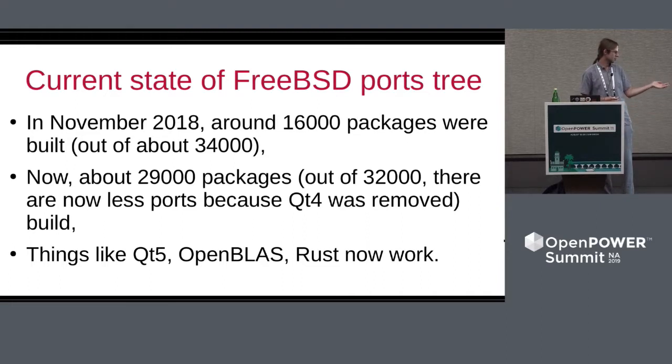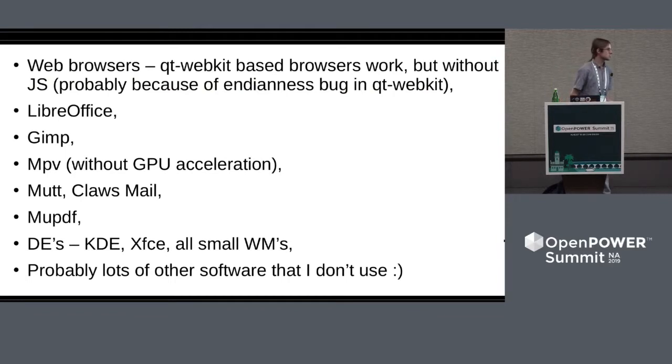Previously, Qt5, OpenBLAS, Rust didn't work. Now they work. Other software that works, web browsers, Otter browser, for example, works. Other Qt WebKit browsers, they are okay, but they have problems with JavaScript. That's probably some endianness bug. So yeah, we currently on FreeBSD and Power don't have any JavaScript-enabled browser.